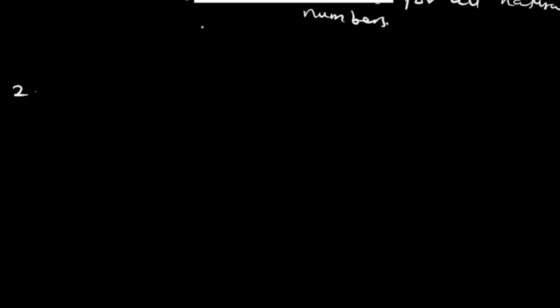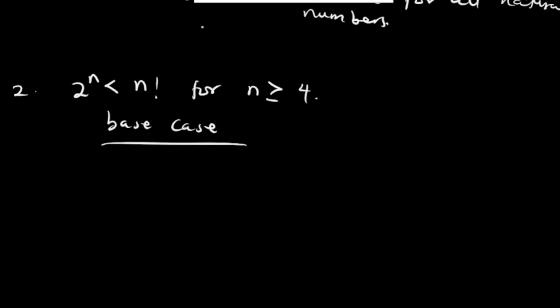So the second problem is 2 to the power n is less than n factorial for n greater than or equal to 4, right? Having this problem, as we did in the earlier problem, our base case is always tested first. We are going to take the least value of n. This problem says it is only true provided n is greater than or equal to 4. Take note. Hence, the least value we can get is 4. For that reason, n is equal to 4.